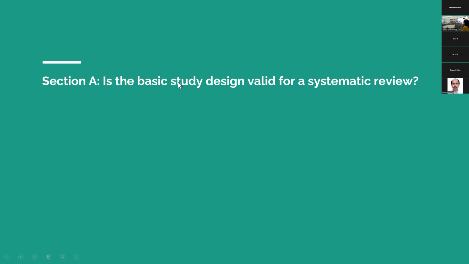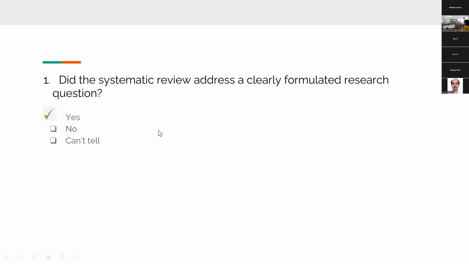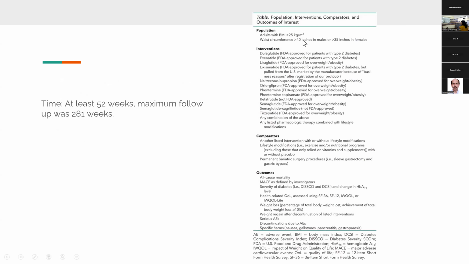So first we look at whether the basic design is valid for a systematic review. Did they answer a clearly formulated research question? Yes, they did. They looked at adults with a BMI of more than 25, which is overweight by Western standards. They have also looked at Asians with a BMI of equal to or more than 24. Interventions they looked at are all of these: dulaglutide, exenatide. I won't read them all out, but they are mostly GLP-1 agonists.